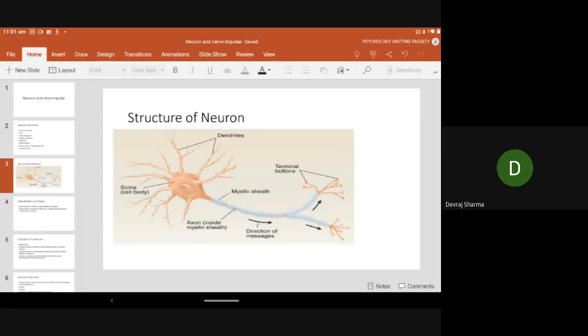See, there are some terminal buttons at the end of the neuron, in the structure of the neuron. So these axon terminal branches or the nodes of Ranvier, and on adjacent neurons. That means this neuron is connected with another neuron. So that is the collateral sprouts or sprouting.